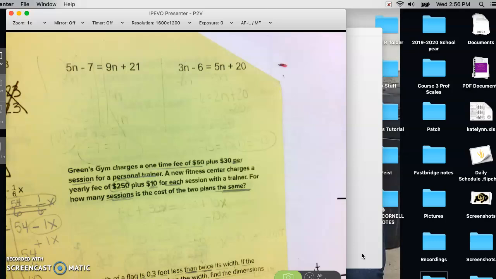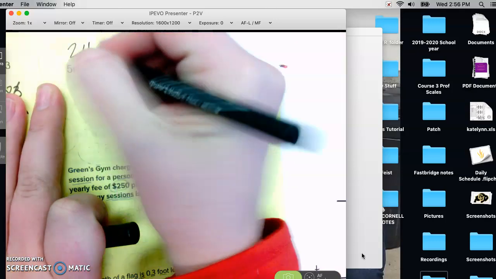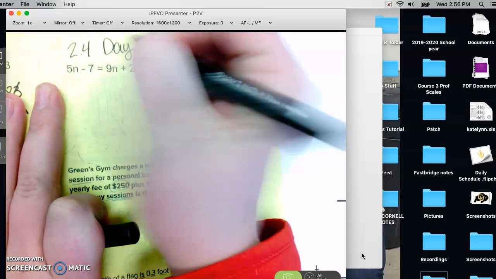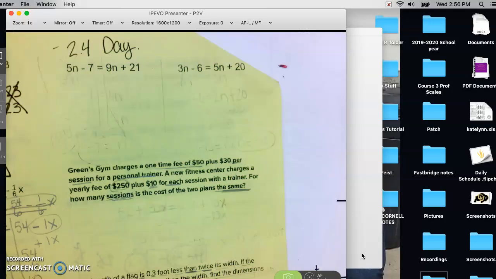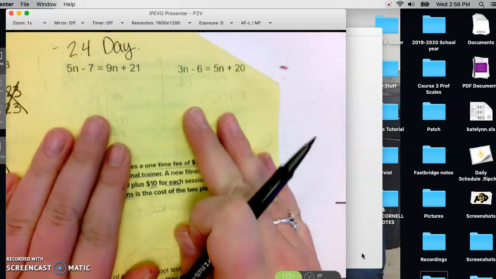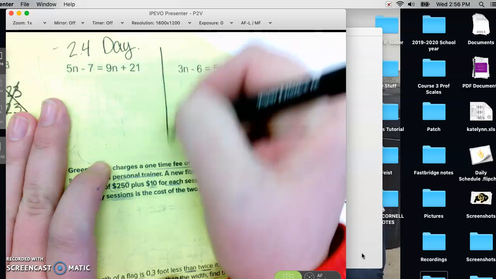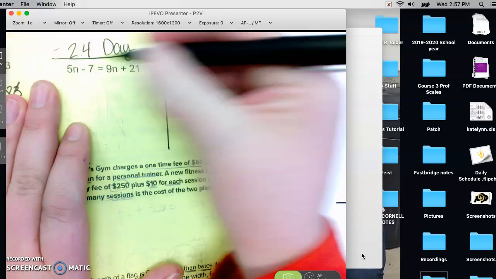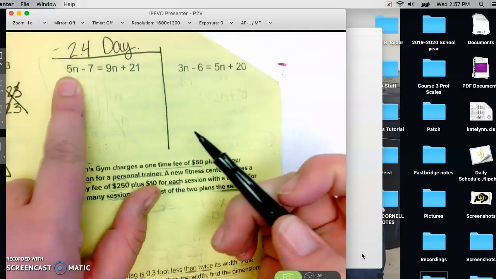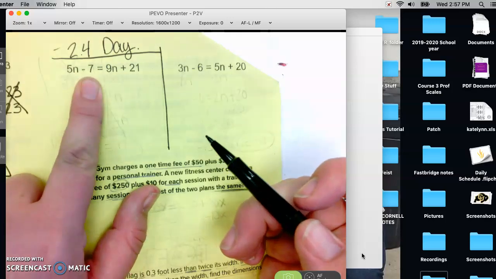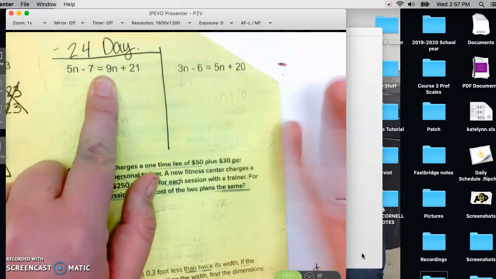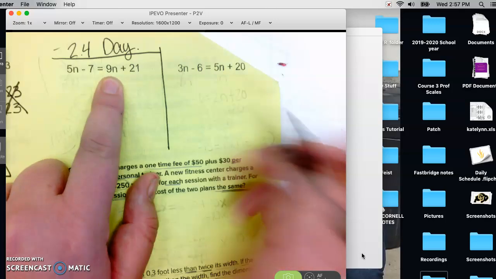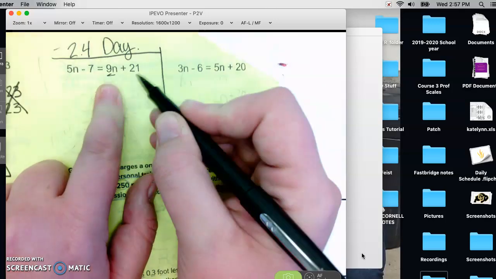We are going to do 2.4, day 2. Hopefully this will be only one video. Just a quick review of our variables on both sides of our equal sign. We have a coefficient and a variable, a constant, an equal sign, a variable, and a coefficient, and a constant.